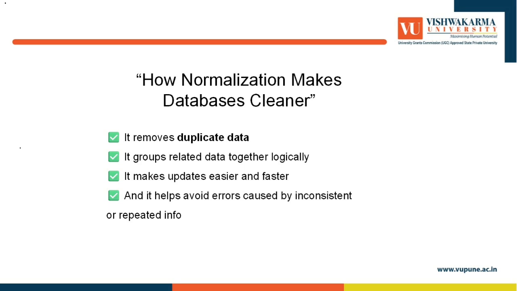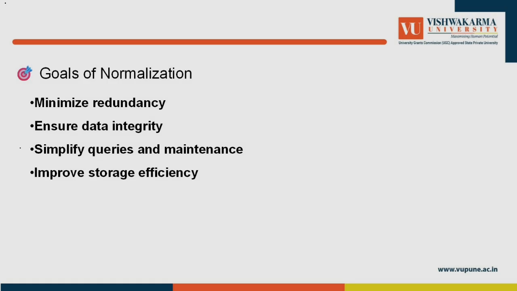It removes duplicate data, it groups related data together logically, it makes updates easier and faster, and it helps avoid errors caused by inconsistent or repeated information. Alright, now that we have got an idea of what normalization is, let's talk about why we actually need it. In other words, what are the goals of normalization?